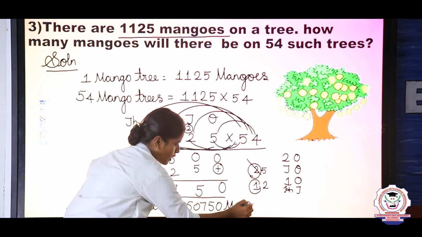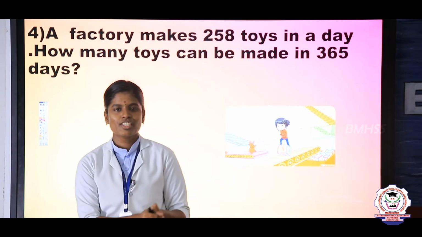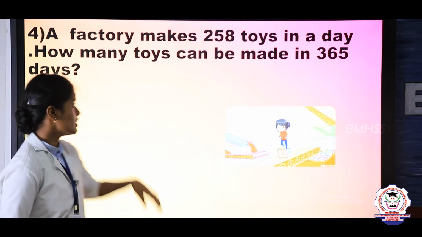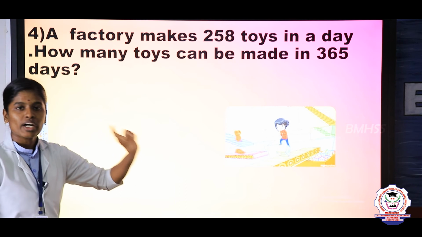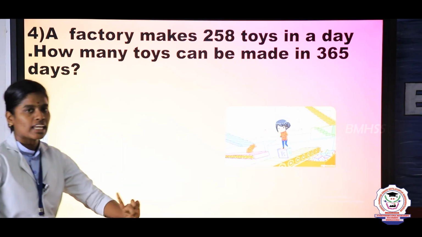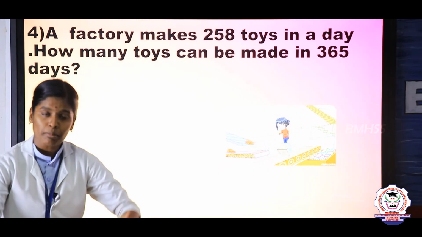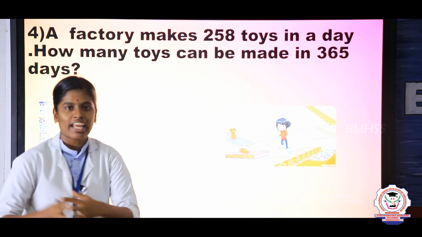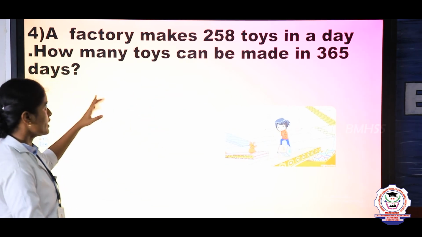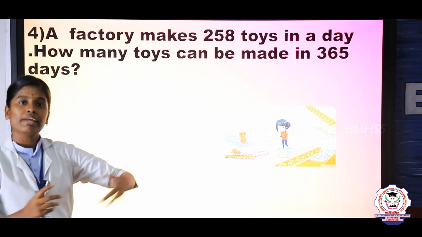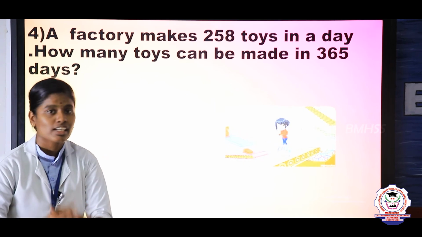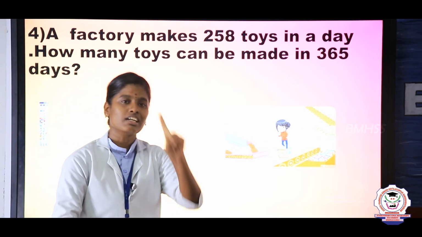60,750 mangoes. Listen children, today's last question is: a factory makes 258 toys in a day. So one day a factory makes 258 toys, and they ask how many toys can be made in 365 days. So 365 days means that is 1 year.